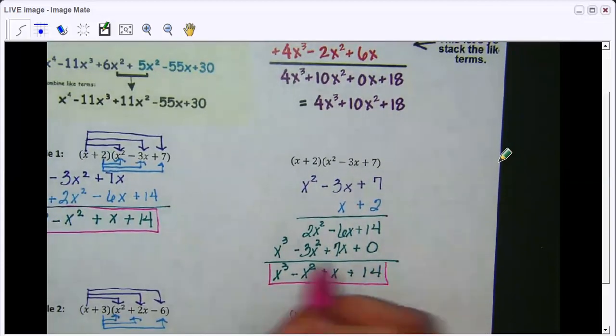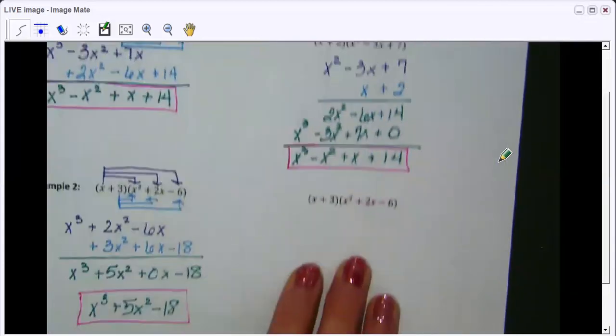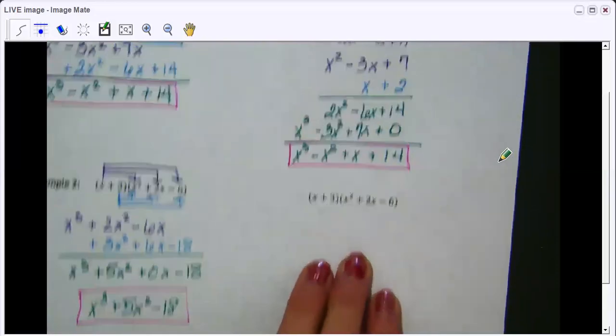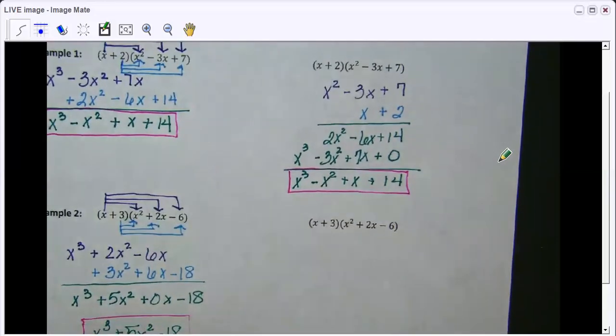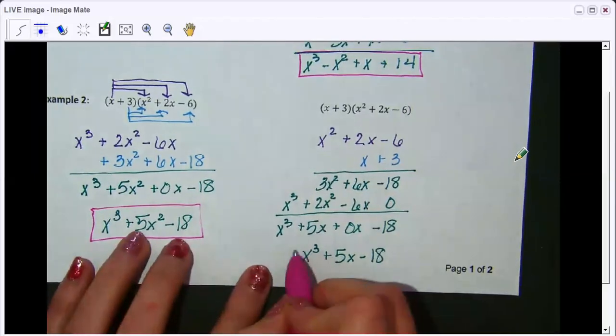Now, some of you may not even like this method, but I want you to at least try it once. And then when we flip it over to the back, you can choose whichever method you want. So I want everybody to try this one right here using the stack method. It is a little bit confusing. So I'm going to give you a minute. Go ahead and check your work for this problem.